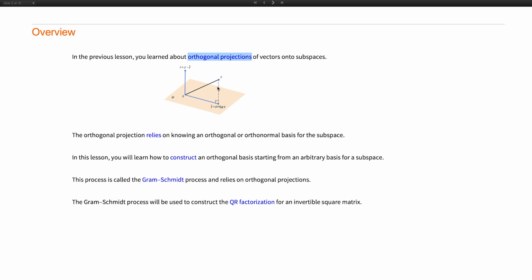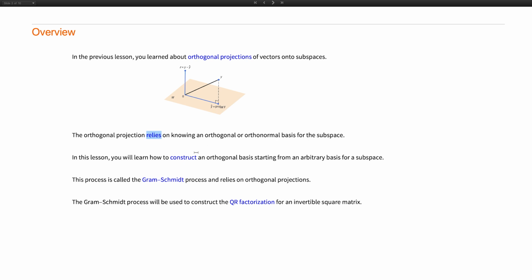Here's a vector y, for example, and here's subspace W. You want to project y onto W. So that's the projection, and then that's the residual vector z equal to y minus projection. Now, the orthogonal projection actually relies on knowing an orthogonal or orthonormal basis for the subspace.